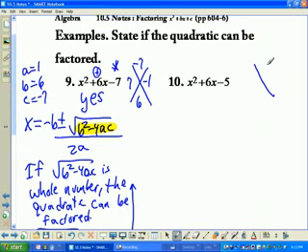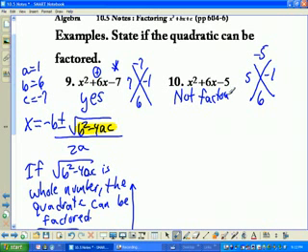Now let's take a look at number 10. And once again, I'm going to start here with the diamond if I can. Multiplies to negative 5 and adds to 6. This one isn't so bad because there's only two numbers that multiply to 5, 1 and 5. One of them has to be negative, one has to be positive, and I know the bigger number has to be positive. So there's only one pair that can even be close here. So I get 5 and negative 1. And 5 plus negative 1 is 4, not 6. So this one is not factorable. I can't find a pair.